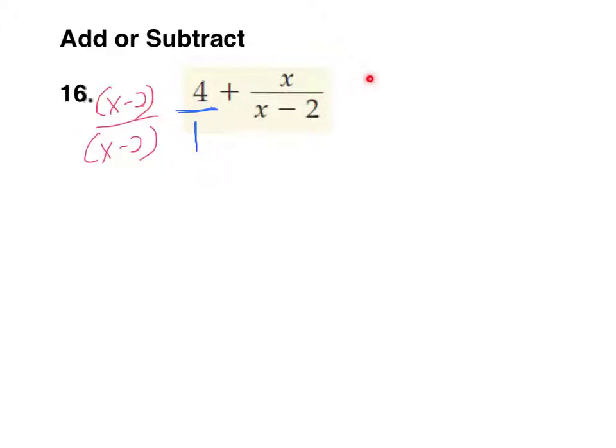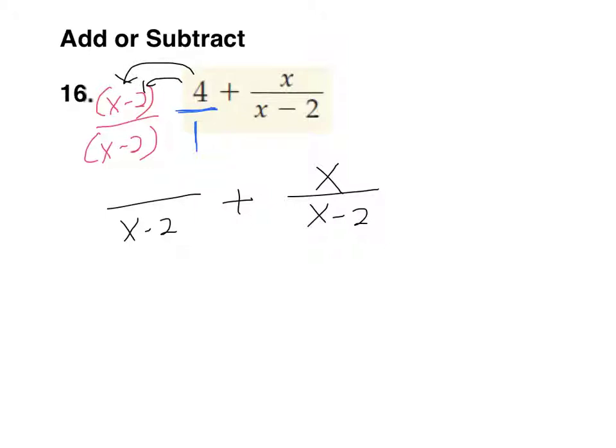So that's what you're going to do to start off, and now each of them will have a denominator of x minus 2, because when you multiply x minus 2 times 1, that's just x minus 2. The second fraction doesn't change yet, and the first fraction you'll just need to distribute. So we'll get 4x minus 8.